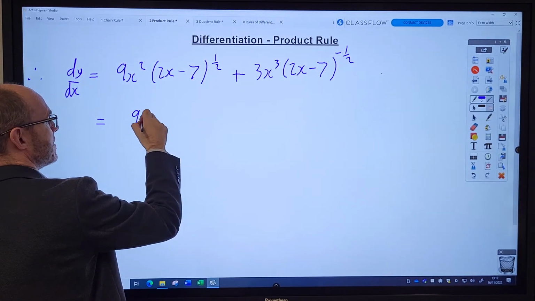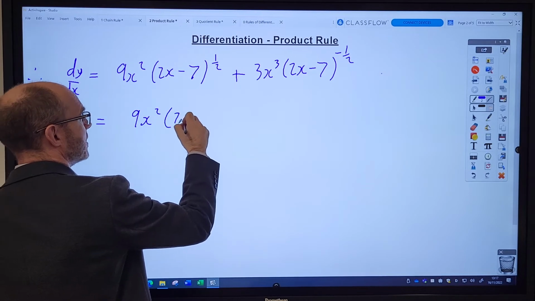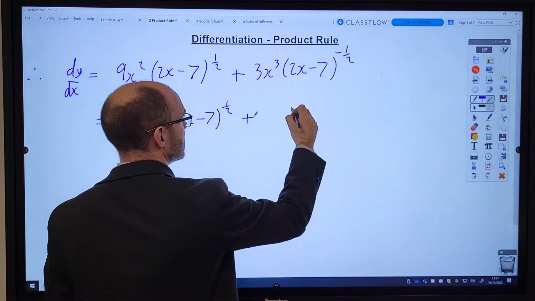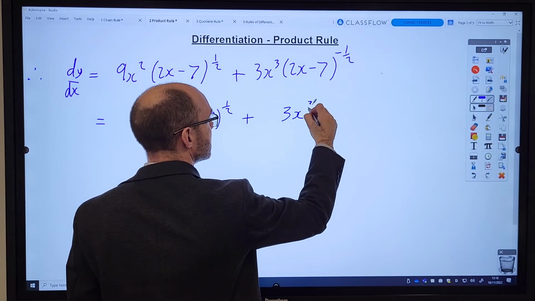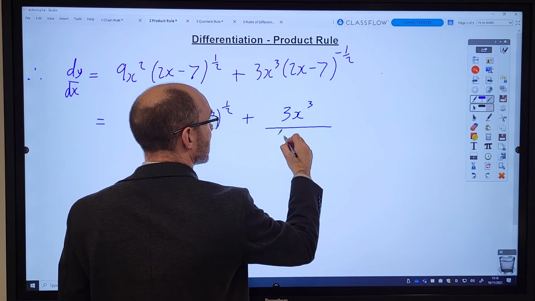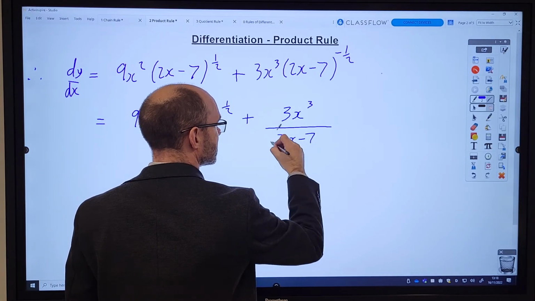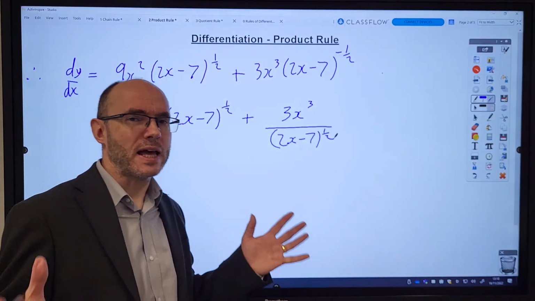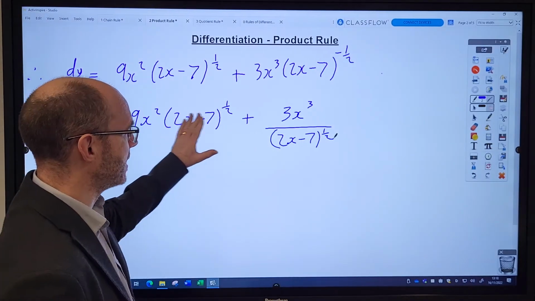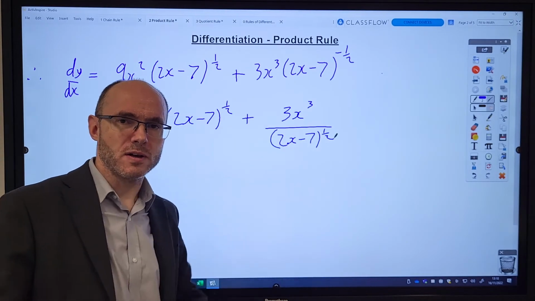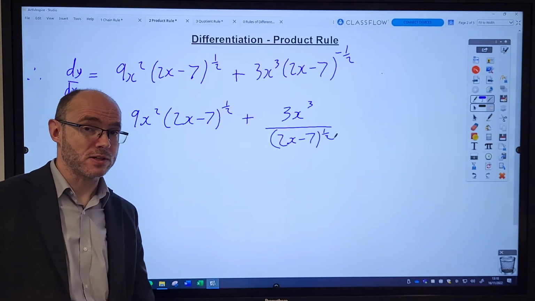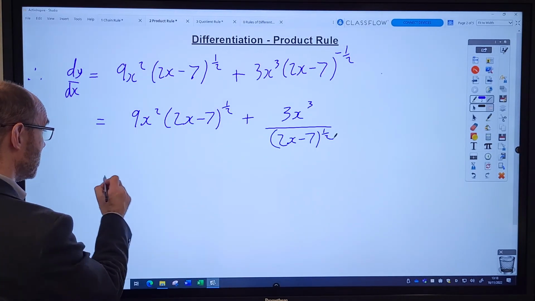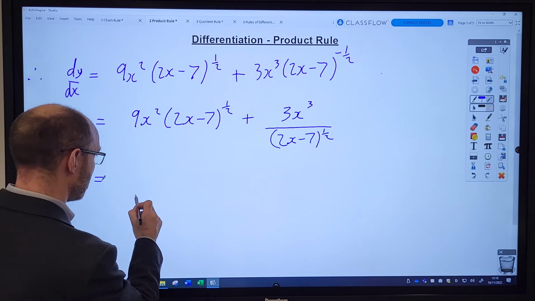I'm going to rewrite it like this first of all, and then hopefully you'll get the idea. So the first term I'm going to keep as it is, but the second term I'm going to rewrite like this: 3x cubed over 2x minus 7 to the power of a half, because that's what negative power means. In this one, the simplification is about combining two terms by considering the lowest common denominator, like adding two fractions together. What I'm going to do is have a common denominator. So the common denominator, I'm hoping, is obvious.